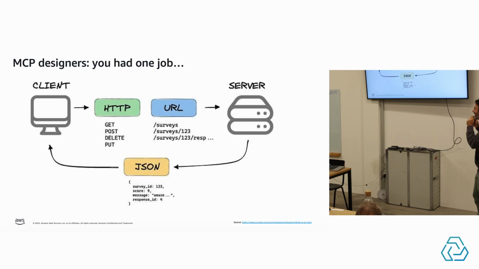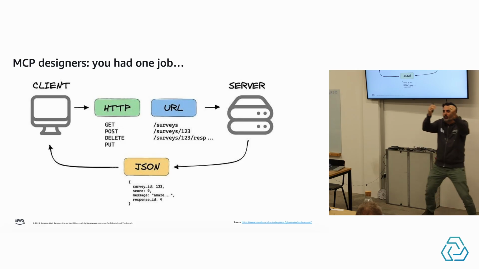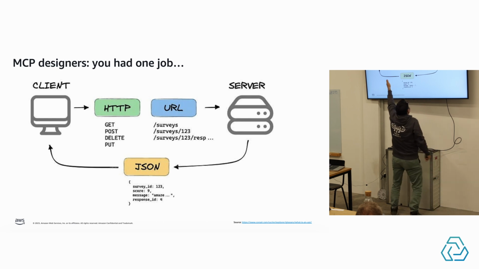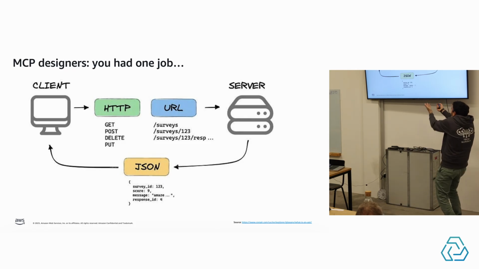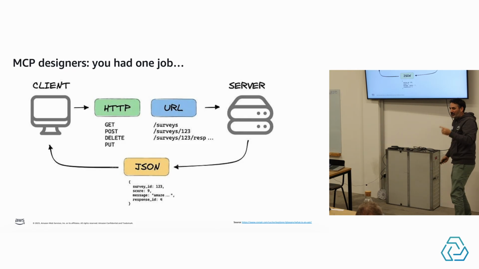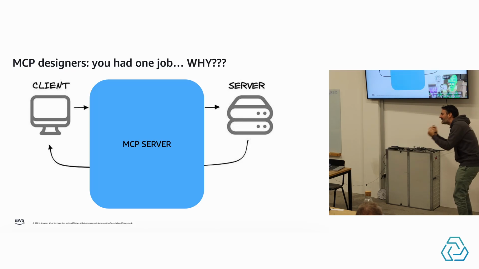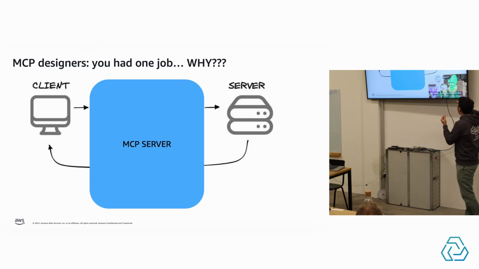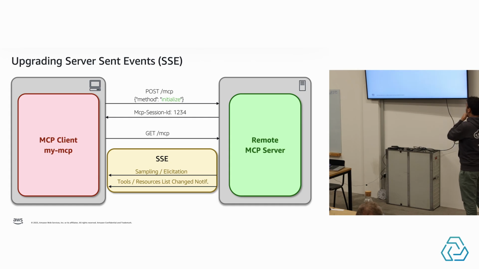Now, when I speak to you MCP designers, you had one job. You needed to fit the AI tools standardization into a very simple picture. You have a client, and you have a server. You have a protocol, and this is how people have been doing this for 30 years. But you needed to put in a middle layer, which is a new server, which looks like a REST API with extra steps to some extent, and comes with a lot of burdens.